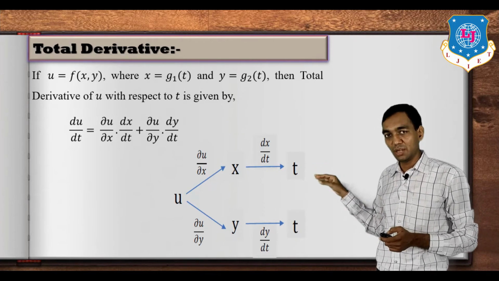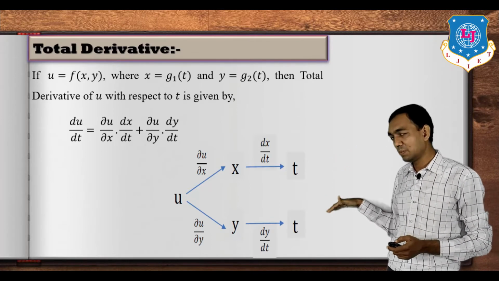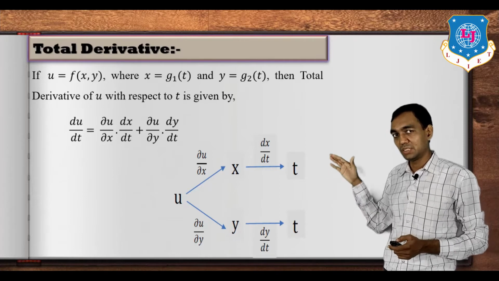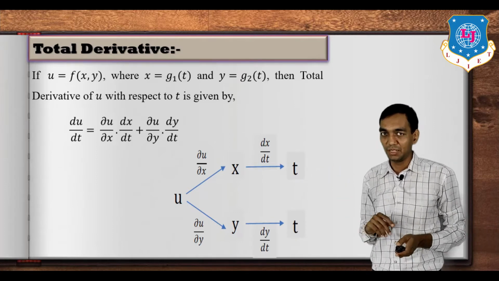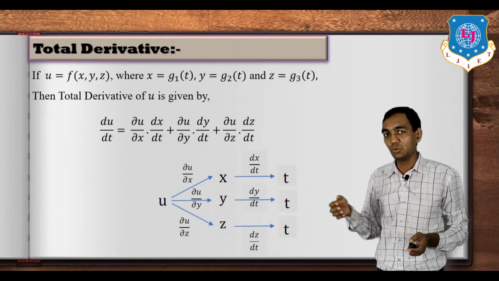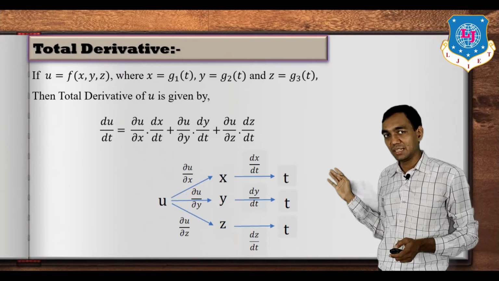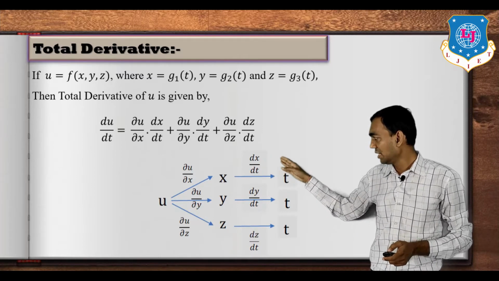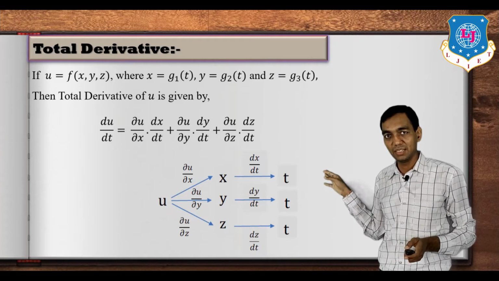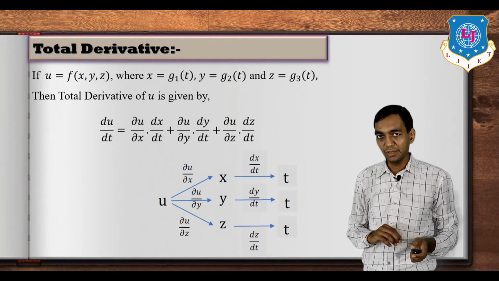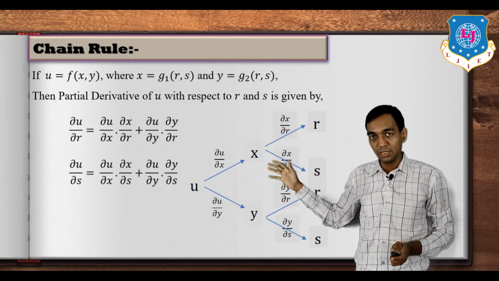And whatever paths you have which go on to t, you have to add them all. So here we have two different paths, so we are going to add them both. First you will have del u by del x into dx by dt plus del u by del y into dy by dt. Instead of two variables, suppose u is a function of three variables x, y and z, then you again apply the same process and that will give you du by dt. That will be del u by del x into dx by dt plus del u by del y into dy by dt plus del u by del z into dz by dt. Okay. Now that is a total derivative. Now we are going with a chain rule.